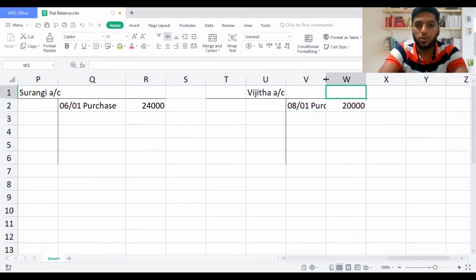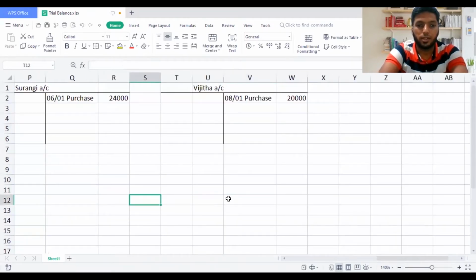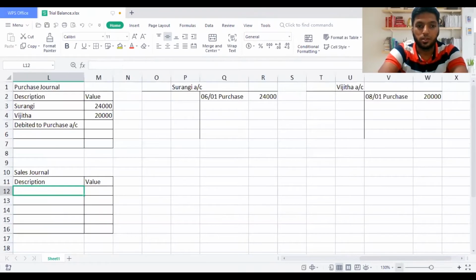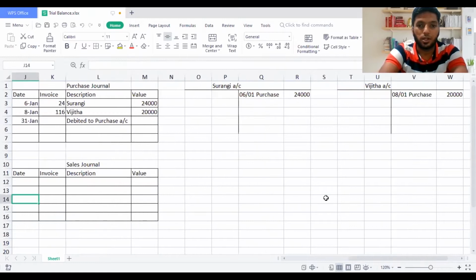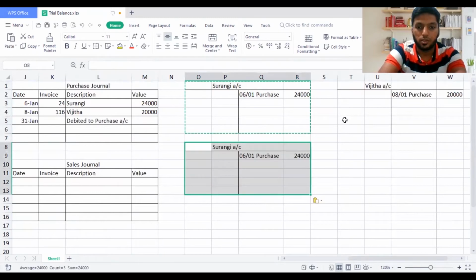If you want to know what I have done, I can show you. Not the complete one, but at least somewhat. So this is what I have done now for the adjustment. For the purchase journal, I recorded on the Surangi account, then I recorded on the Vijita account. I'm going to open up another account. The account's name is purchase account. I'm going to open it and keep it, but it will be helpful for me in future.